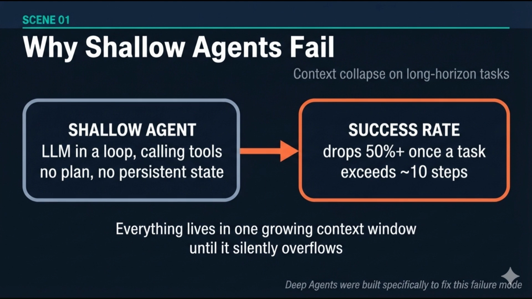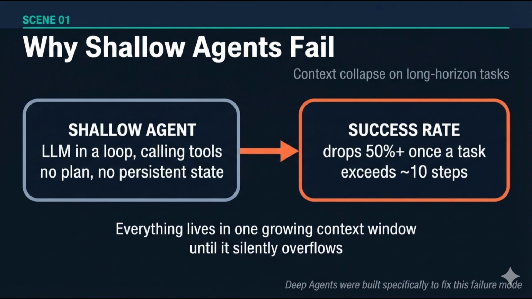Welcome back. Across our last two courses, we built agentic systems and learned to manage what they cost. Today, we address a failure mode that shows up the moment an agent's task gets genuinely long. Shallow agents break down. A shallow agent is the simplest possible architecture: a large language model in a loop calling tools, observing results, repeating. It has no explicit plan, no persistent memory beyond its context window, and no ability to delegate.